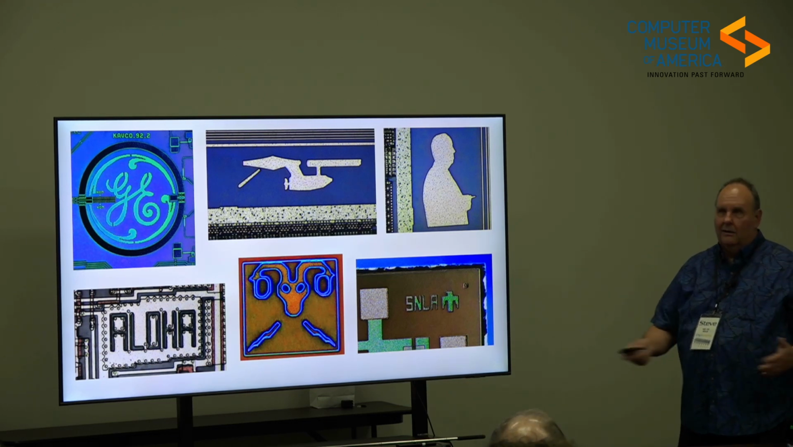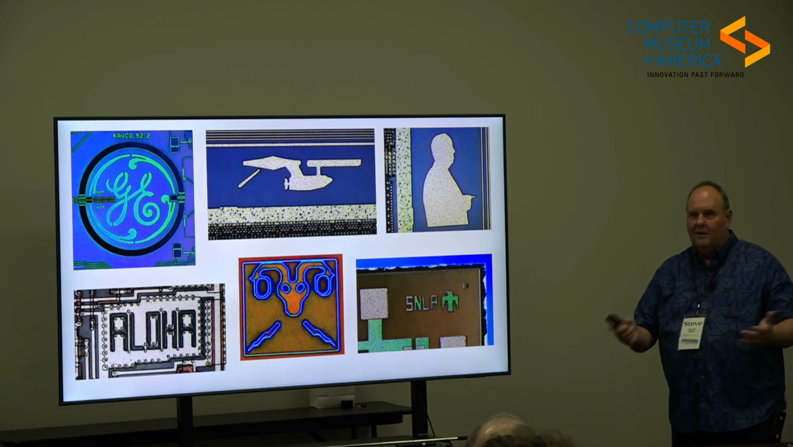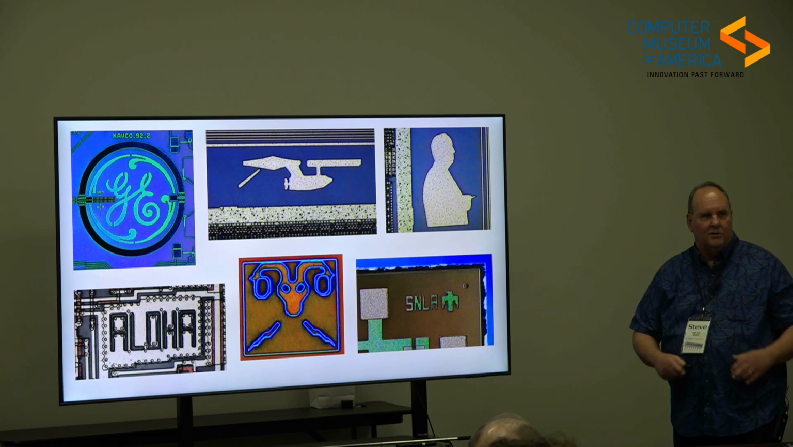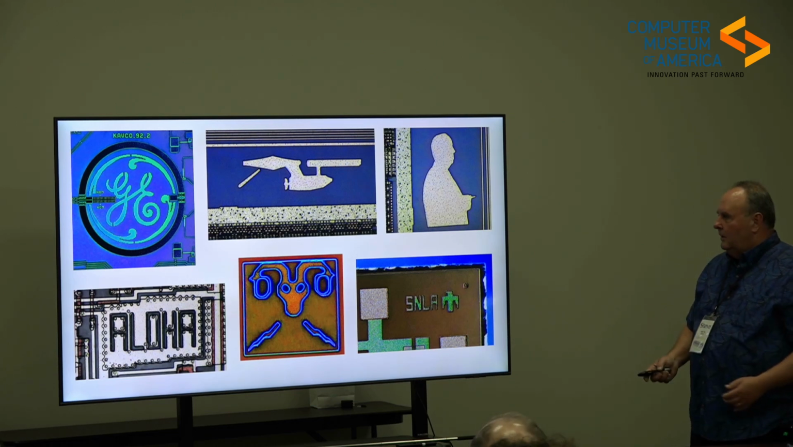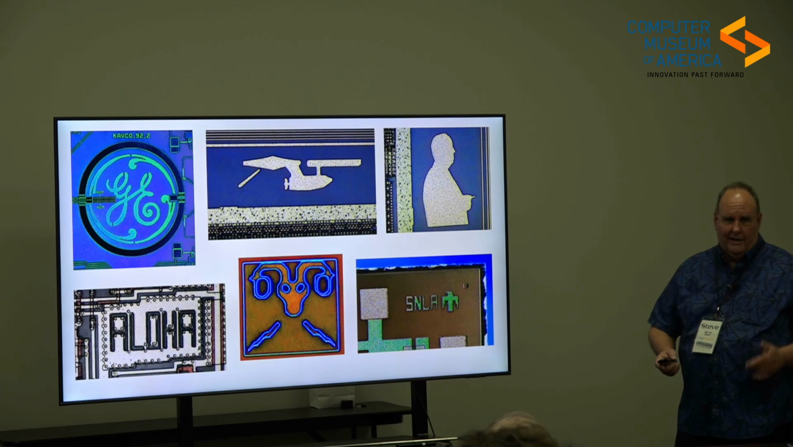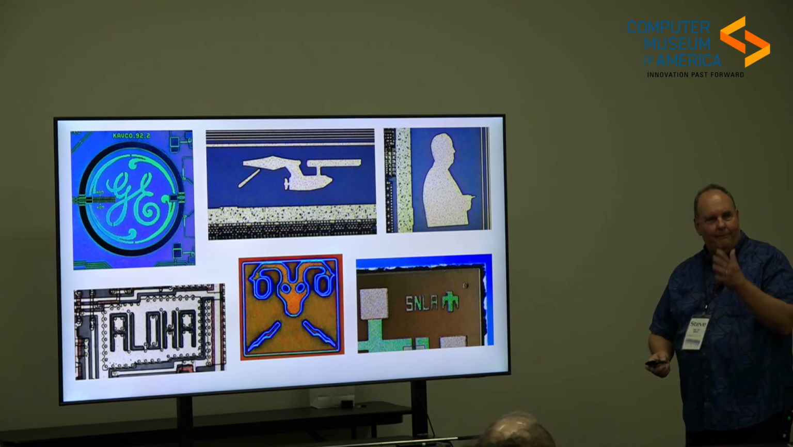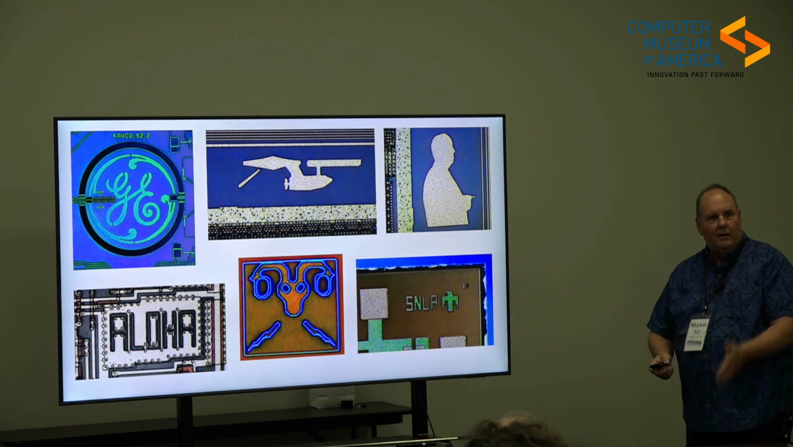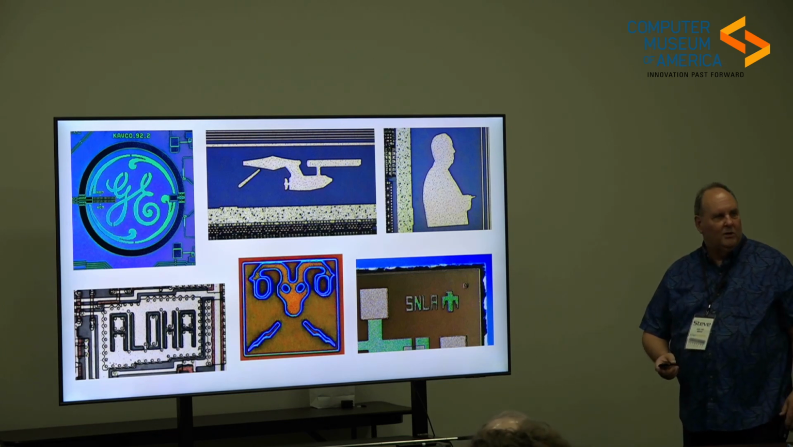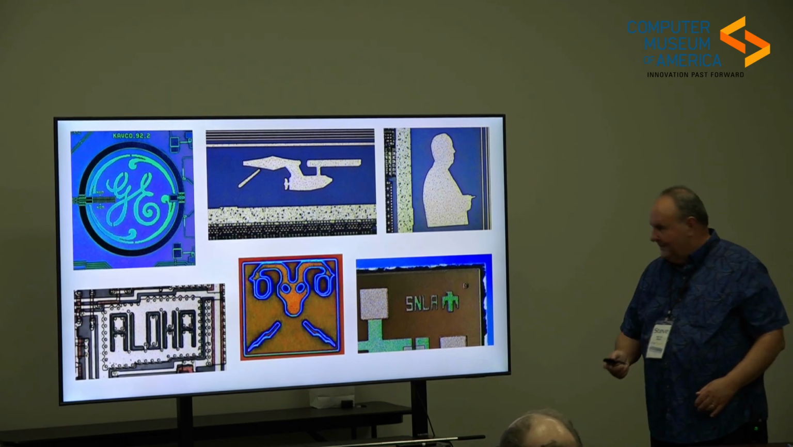I get contacted by a lot of the original chip designers, and they tell me all the original stories of what they did when they went to create these chips. This was one where they were given an incredible deadline that they had to meet, and they were told that if they met the deadline of making this chip, they would get a trip to Hawaii, and they did. And so they put Aloha on the chip.